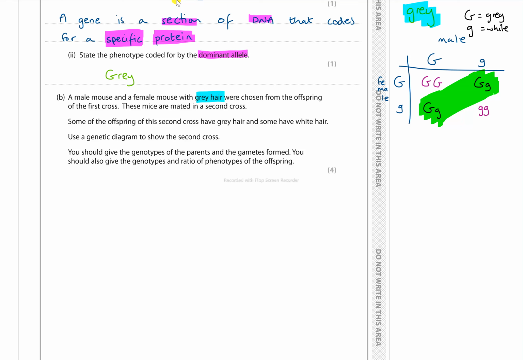Some of the offspring of this second cross have grey and some have white. Use a genetic diagram to show the second cross. So let me get this read. 1, 2, 3 are going to be grey. So 3 are grey, and this one here, 1 is going to be white.